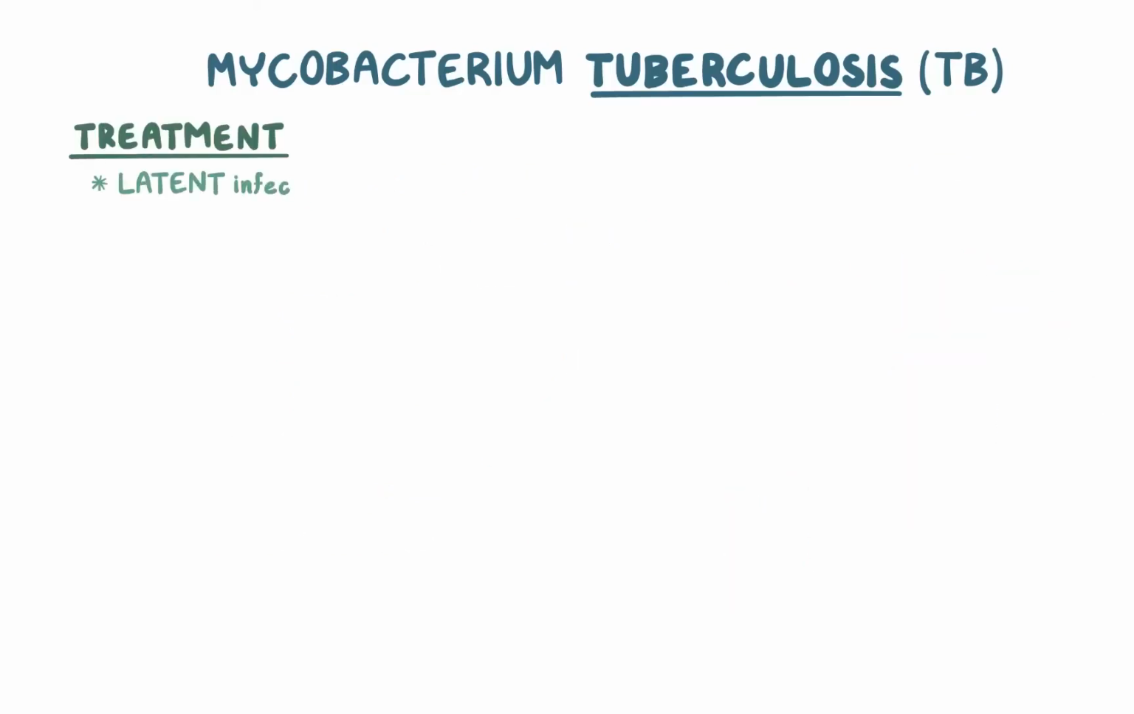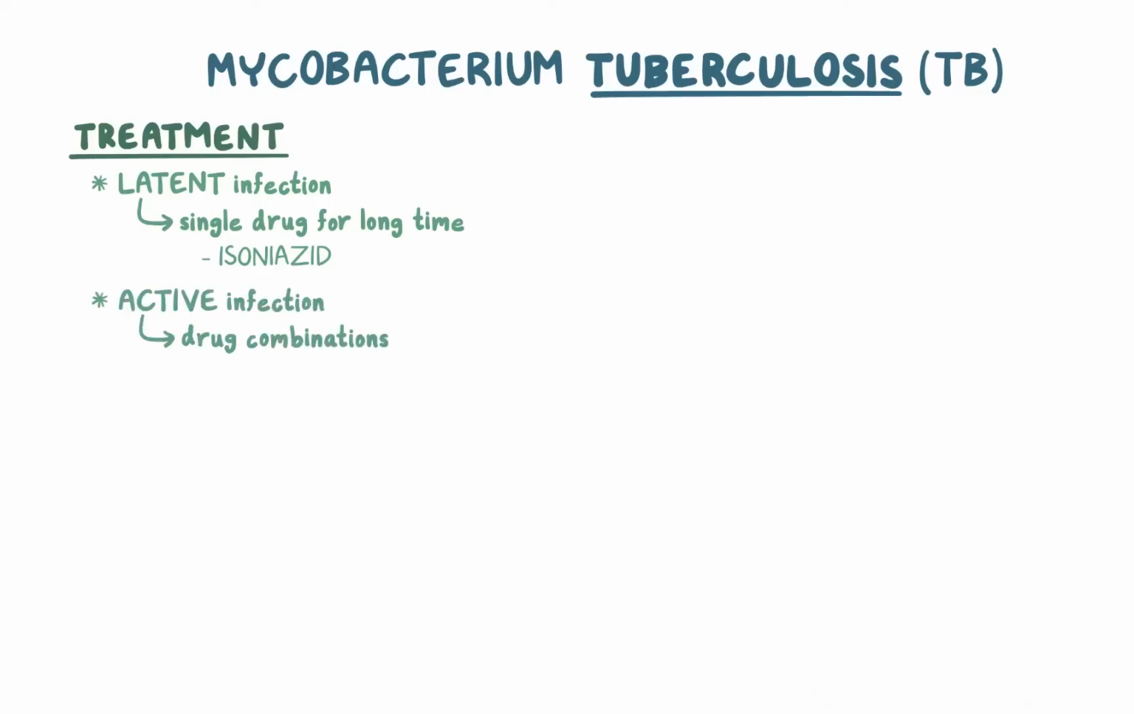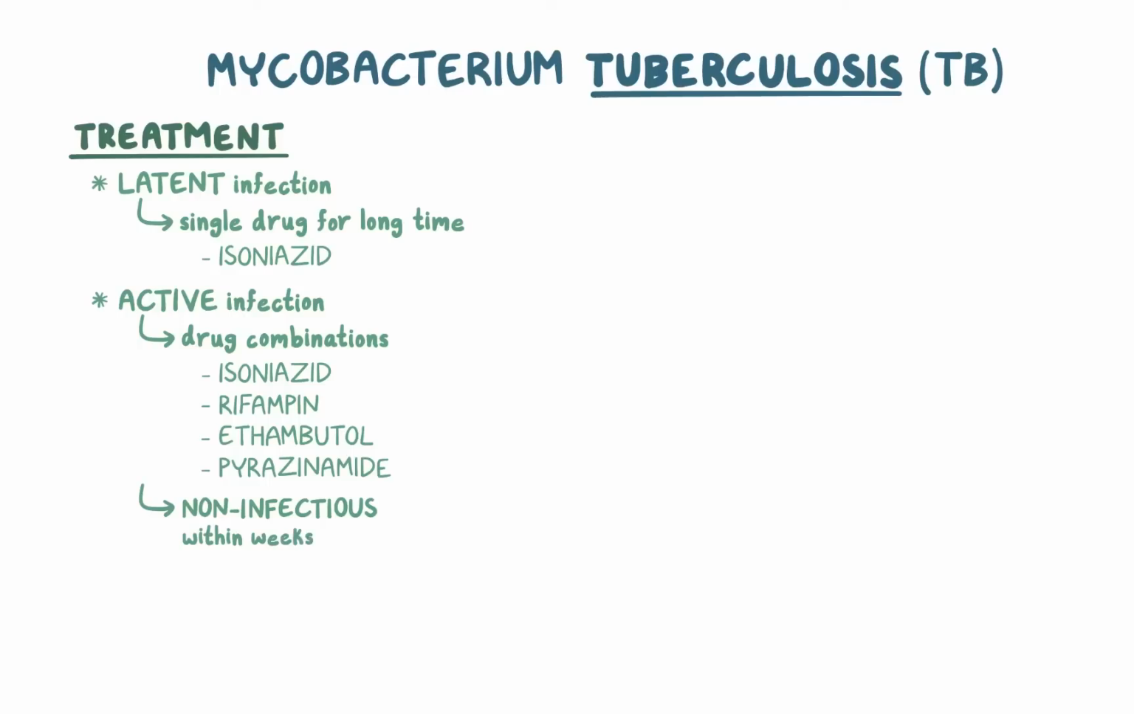These samples can get sent to the lab for staining, culture, and PCR to look for evidence of Mycobacterium tuberculosis. Treatment of latent TB infection typically involves using a single drug for a prolonged period of time. The most common approach is isoniazid for 9 months. Treatment of active TB disease is typically done with different combinations of anti-TB antibiotics like isoniazid, rifampin, ethambutol, and pyrazinamide, which results in patients being non-infectious to others usually within a few weeks.